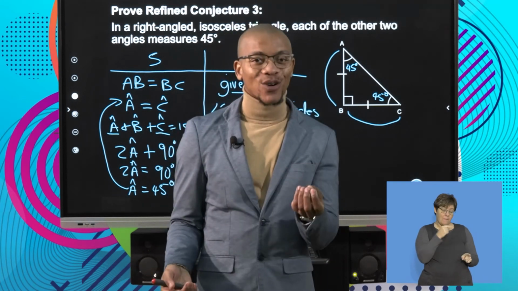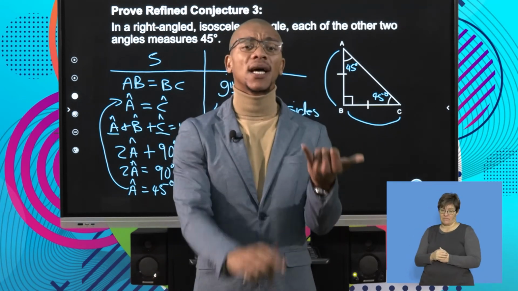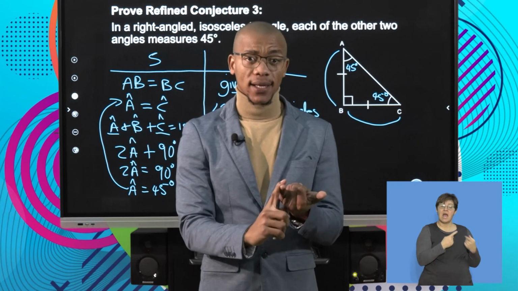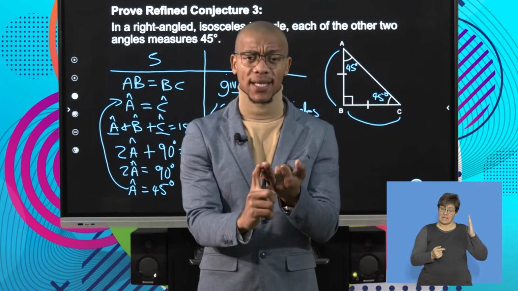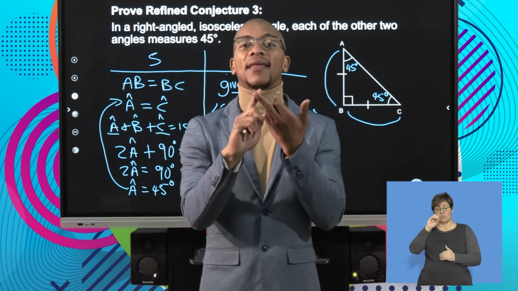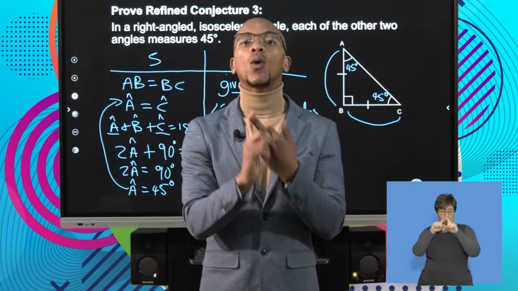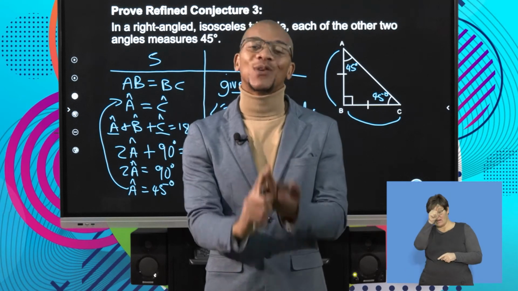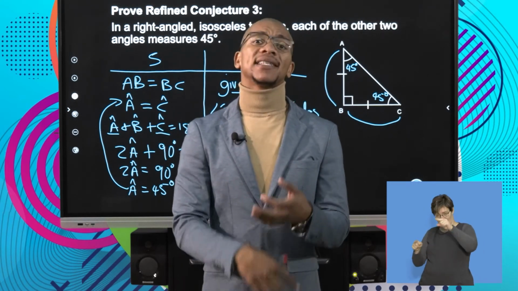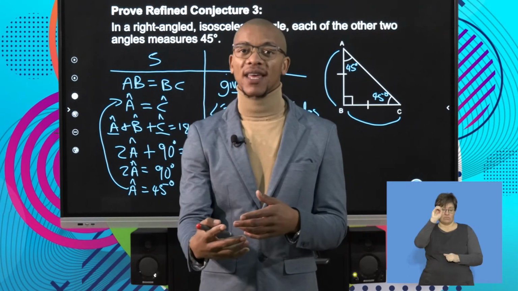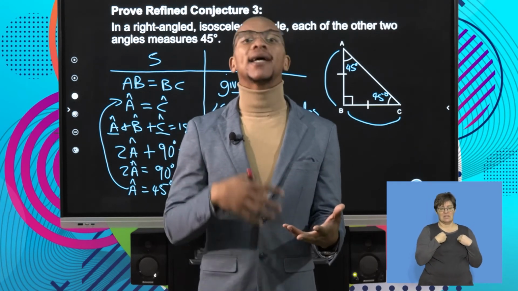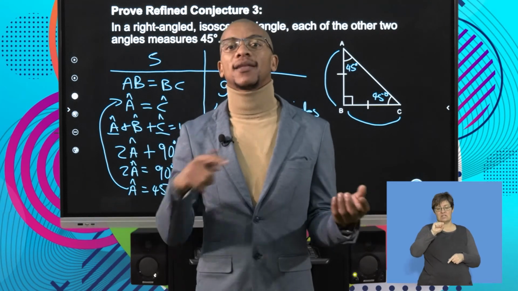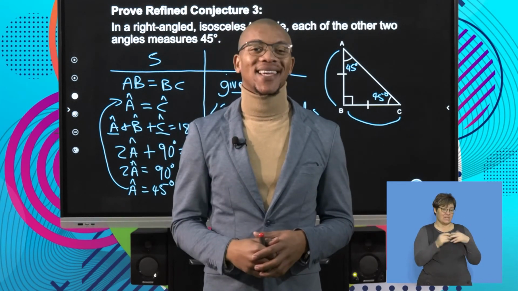So what is our conjecture? The conjecture is in a right-angled triangle, given that it is an isosceles triangle, then the two angles will always measure 45 degrees. And then we saw that we can prove that using the properties of an isosceles triangle and the properties of any triangle that the angles add up to 180 degrees.